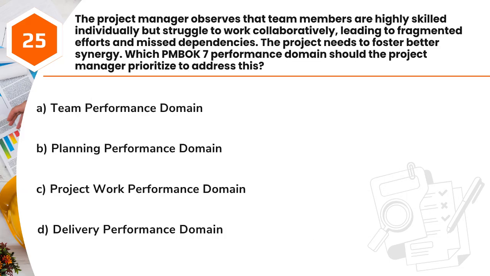Question 25. The project manager observes that team members are highly skilled individually but struggle to work collaboratively, leading to fragmented efforts and missed dependencies. The project needs to foster better synergy. Which PMBOK 7 performance domain should the project manager prioritize to address this? A. Team performance domain. B. Planning performance domain. C. Project work performance domain. D. Delivery performance domain.